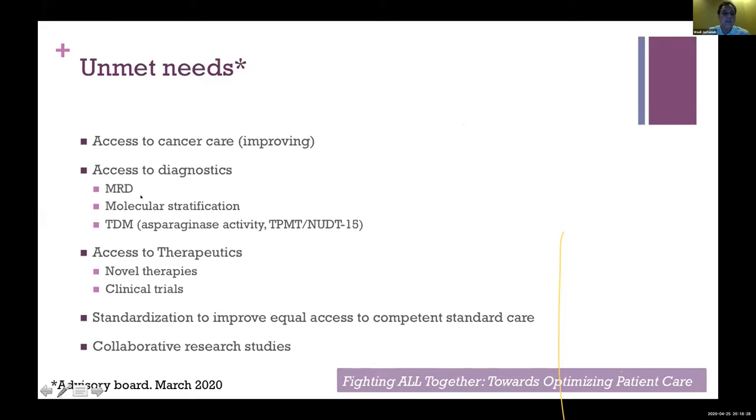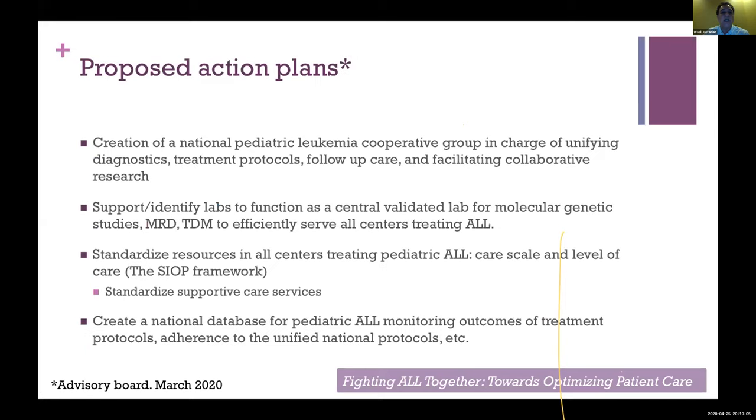Access to diagnostics, including minimal residual disease, molecular stratification, and therapeutic drug monitoring, such as asparaginase activity and TPMT and NUDT15 testing, was lacking in majority of centers, if not all. And access to therapeutics, particularly novel therapies, and therapies introduced in clinical trials were also unmet needs. And standardization to improve equal access to competent standard care and collaborative research studies were some of the highlighted unmet needs. And to address these unmet needs, we put together proposed action plans that are shown here.